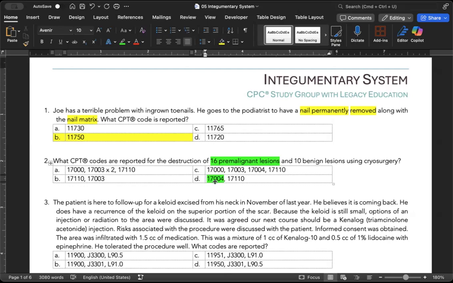So since we've got the 17004, we know the 17000 is not it, right? We have 17004 here, but this is not it. So we know our answer is D. Okay. Any questions on that one? That one's a little tricky.